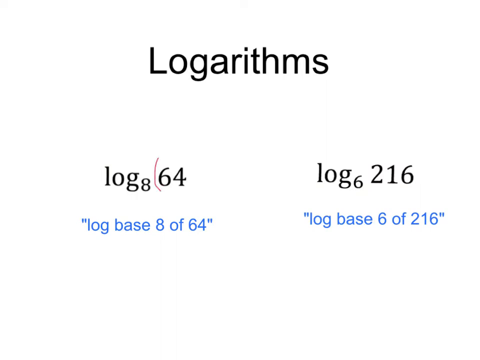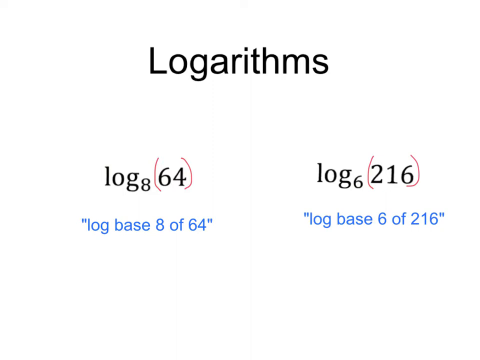Sometimes you'll see parentheses around the second number, and that's to emphasize this idea that we're taking the log of this number. Right? We're taking the log of 64, the log of 216. And then the base, it's kind of like that's telling you what kind of log we're taking.